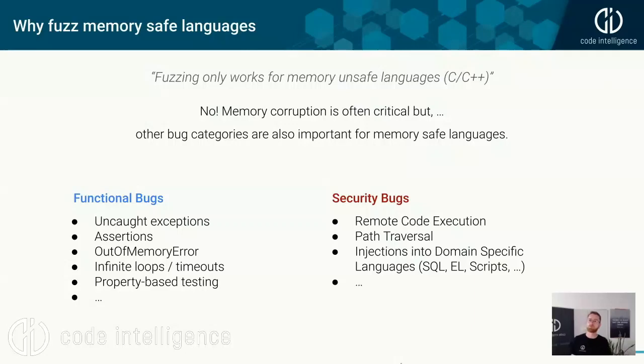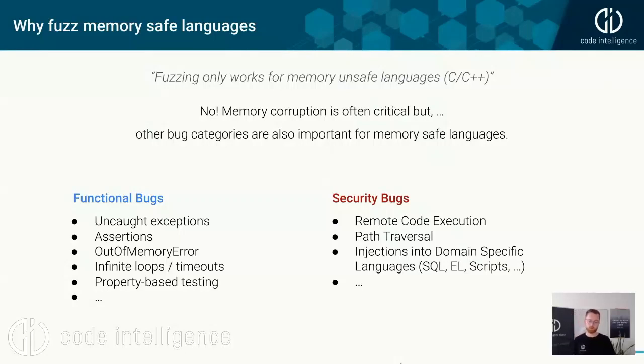Fuzzing, as you probably imagine from the history, originated in the C and C++ world. And so many people still think that fuzzing is only relevant for unsafe languages like C and C++. And while it's true that memory corruption is a critical issue, there are other categories, even for memory safe languages, that are still important and should be tested.